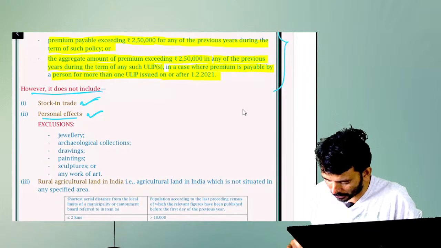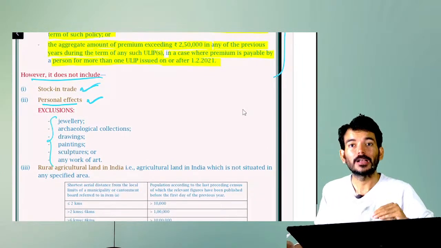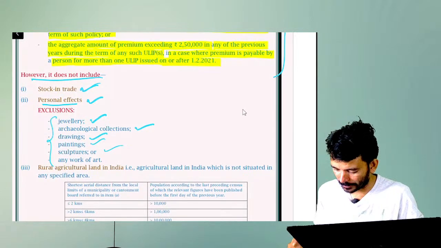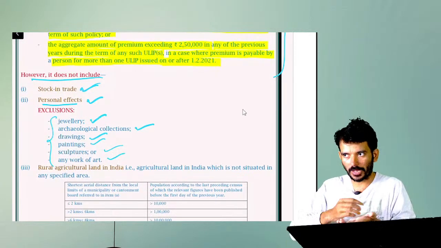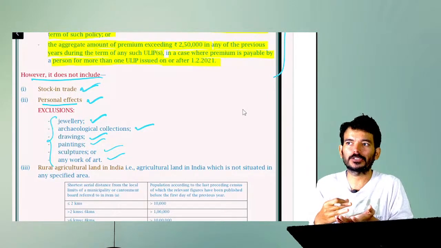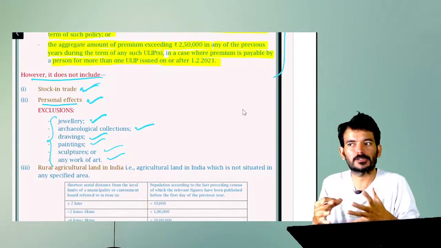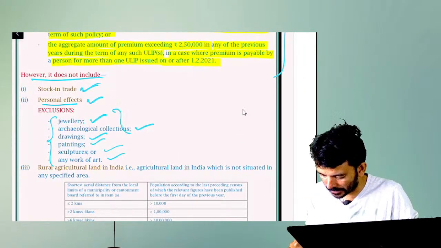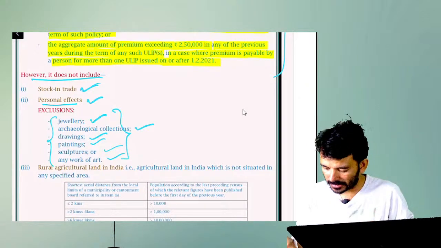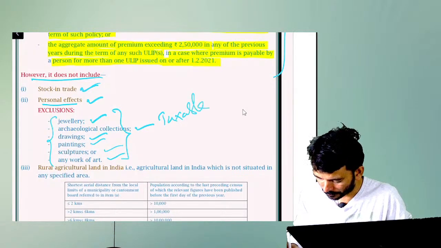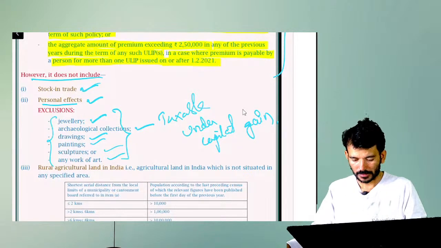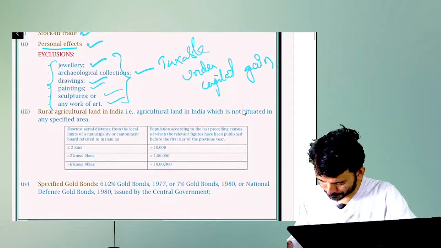But personal in nature also has certain exceptions, certain exclusions, like jewelry, archaeological collections, drawings, paintings, sculptures, any work of art. So even though I am drawing something and it is personal, you cannot say that I will not be paying tax. Though it's personal, it will have a lot of value, so you can generate a lot of revenue. So they are keeping these outside the exceptions, which means that these are all taxable under capital gain.